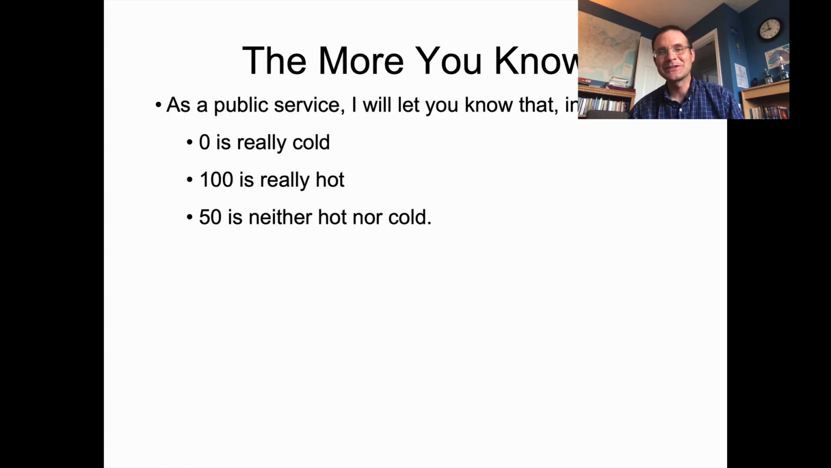As a public service, I will let you know that in Fahrenheit, 0 is really cold, 100 is really hot, and 50 is neither hot nor cold. That's why I like it as a system, because we have this range from 0 to 100. And if it's below 0 or above 100, don't go outside. Just sit in your house where it's warmed by a furnace or cooled by an air conditioner, and make your way through the day that way. And 50 is like, yeah, I'd probably put on a jacket, right?